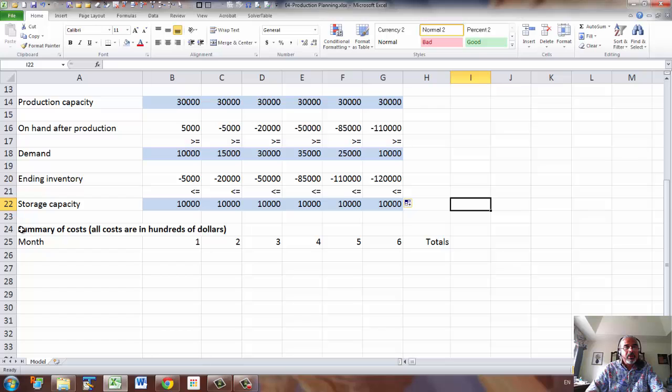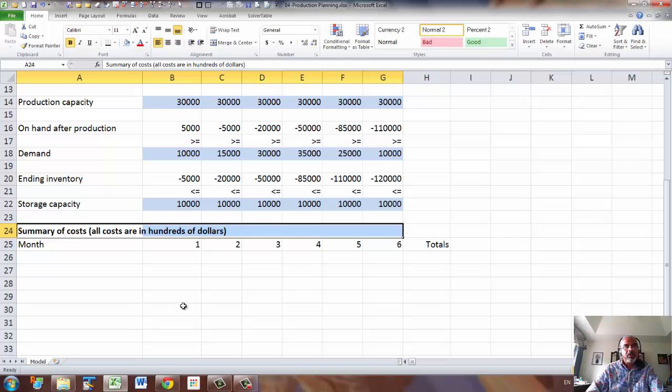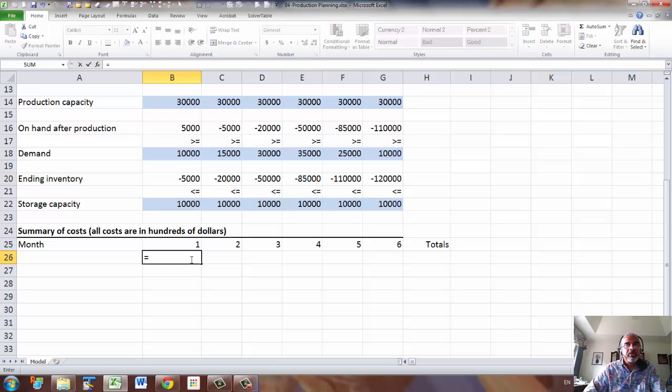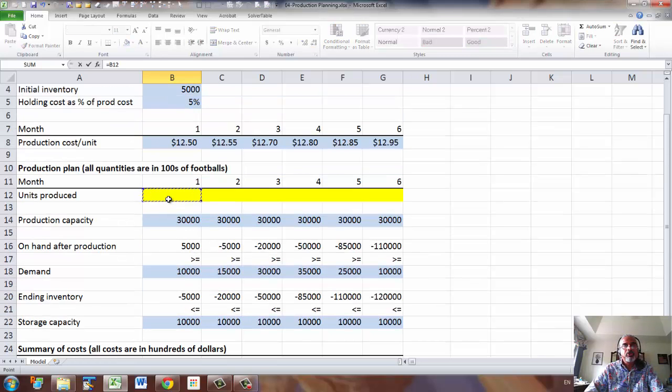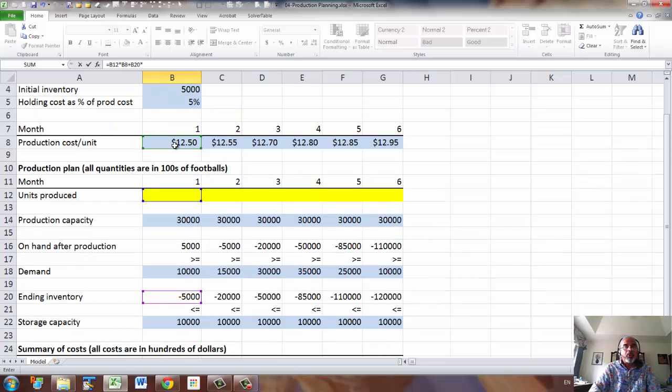Okay. Now summary of all costs. We'll put an underline here. So we want to sum the cost. So we have units produced times production cost. So that's production cost, plus we have an ending inventory, okay, so ending inventory times holding cost. Holding cost is, remember, production cost times the percentage.